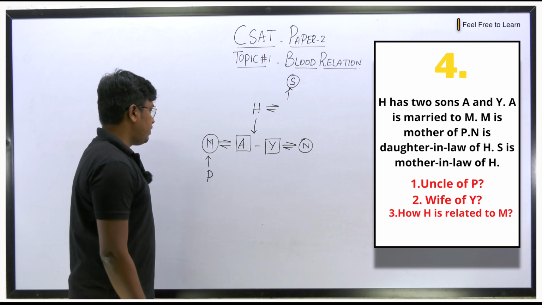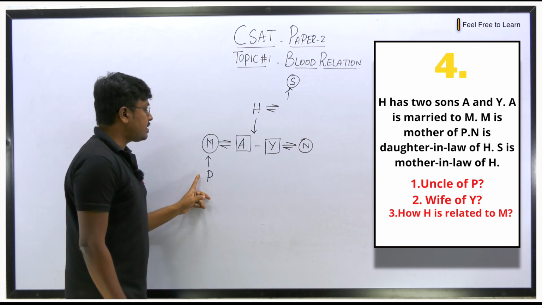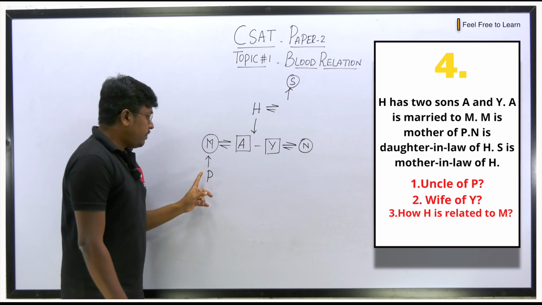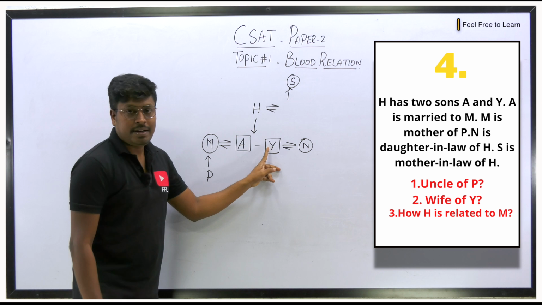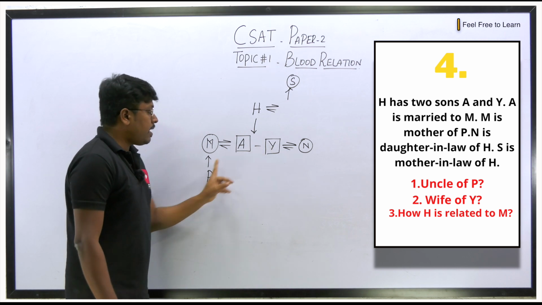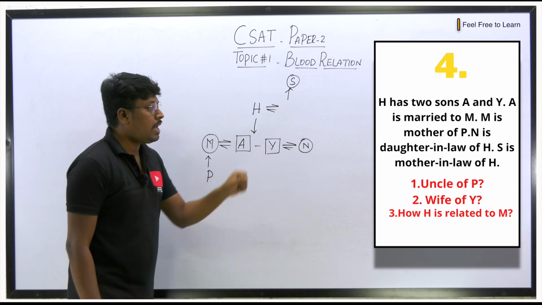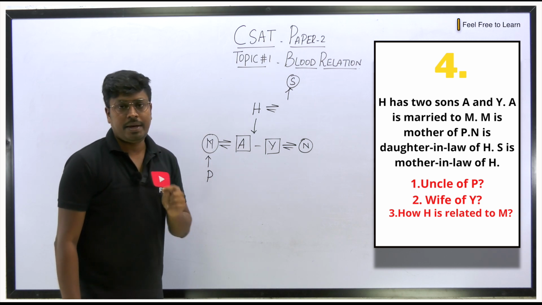Uncle of P. So they are asking who is the uncle of P? So from P we know that A is the father. So father's brother should be called as uncle, right? So from P the uncle will be Y. So we can say that the answer for the first question is Y.